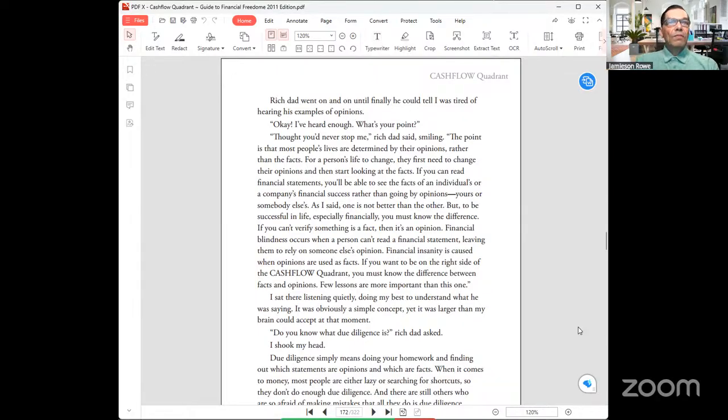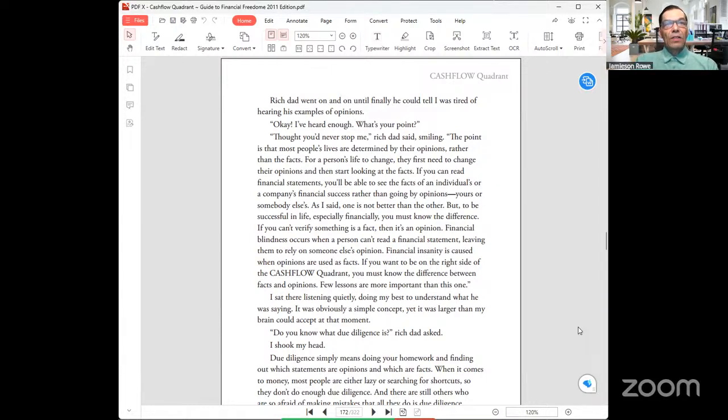If you can read financial statements, you'll be able to see the facts of an individual's or a company's financial success rather than going by opinions, yours or somebody else's. As I said, one is not better than the other, but to be successful in life, especially financially, you must know the difference. If you can't verify something is a fact, then it's an opinion.